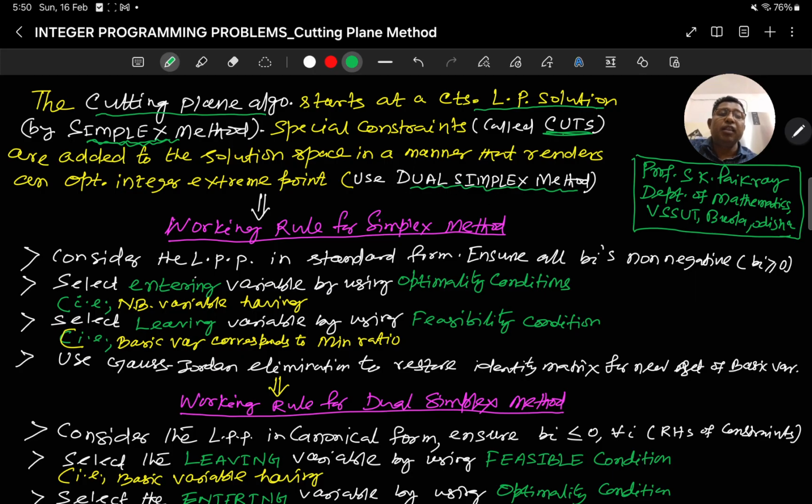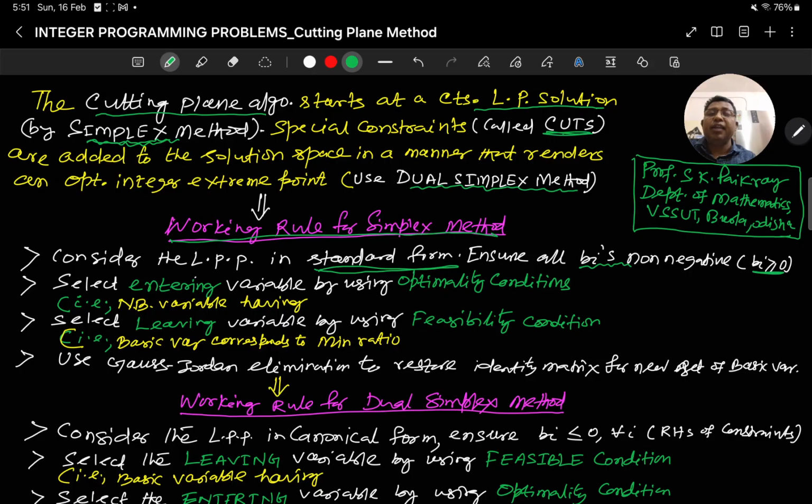So let me explain the working rule for the simplex method as well as the working rule for the dual simplex method. Coming to the simplex method, first we bring the problem in standard form. Ensure the right hand side constants are all non-negative, that is, bi greater than or equal to 0 for all i.